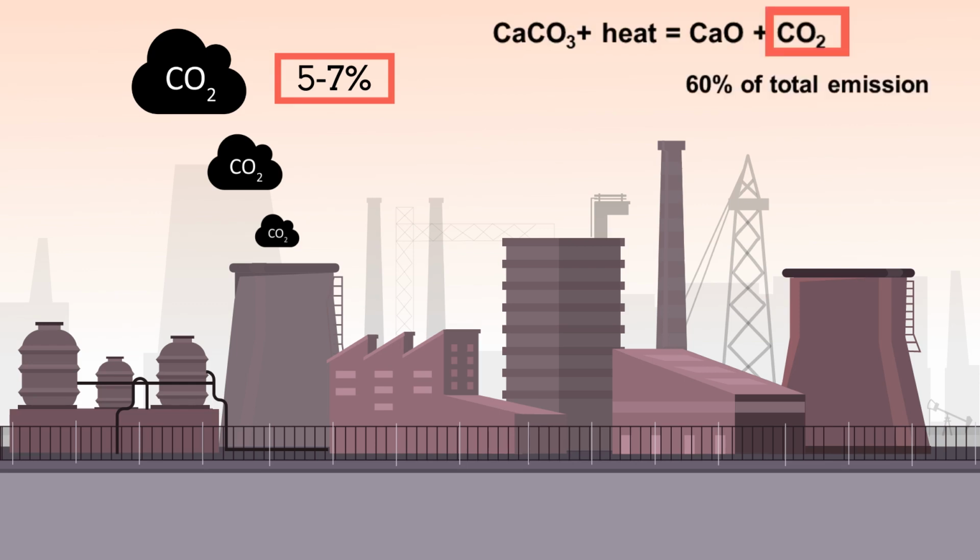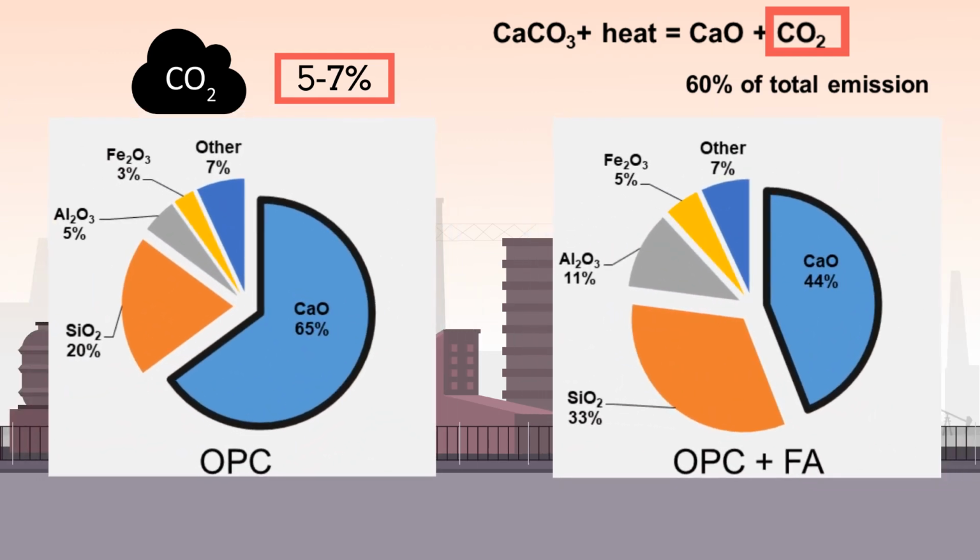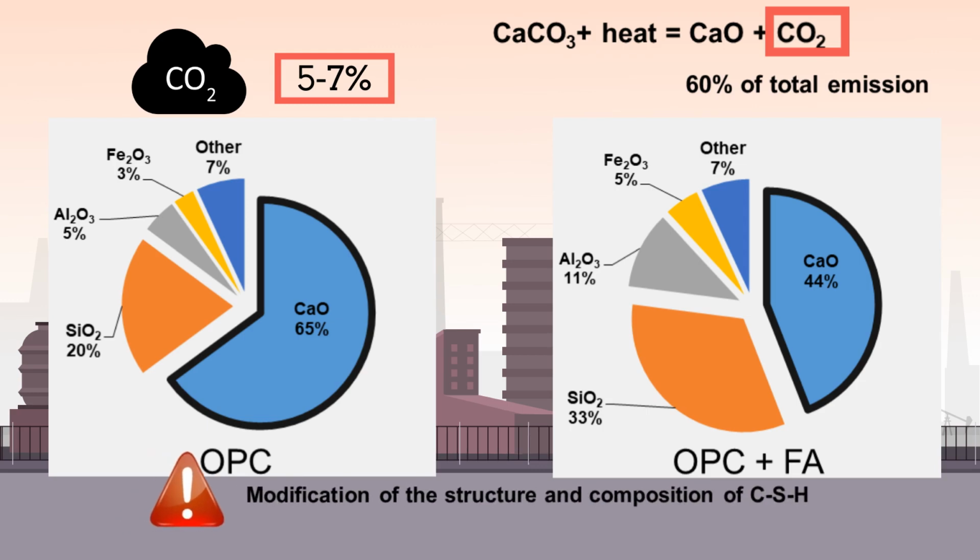To reduce CO2 emissions, we can decrease clinker content by using SCMs or limestone. But this alters the composition and structure of C-S-H, because SCMs often contain a significant amount of aluminum and silicon, impacting pH values in hardened cement and further the concrete durability.